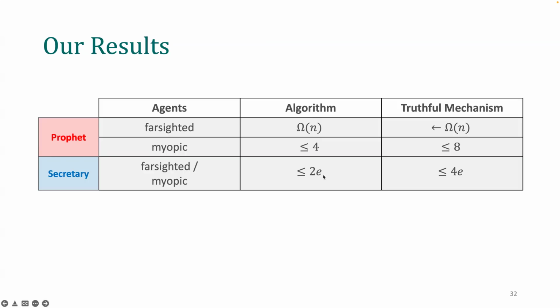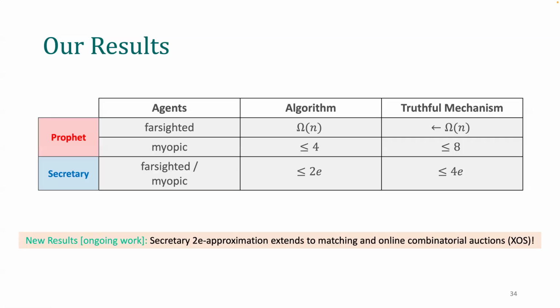And in fact, if the underlying instance just so happens to be non-interdependent, that is, everybody's value just equals their signal, for example, our algorithms will automatically recover the independent tight results. It will become 2 and E respectively without doing any sort of additional checks. And if we want truthfulness, we lose an additional factor of 2. And actually, we have more ongoing work recently that studies beyond this simple single-choice selection problem, and we show that in the secretary model, the 2-way approximation actually extends beyond this single item case, to online matching and online combinatorial auctions.